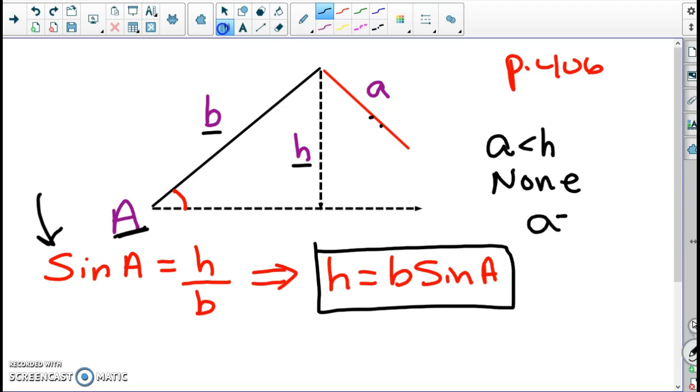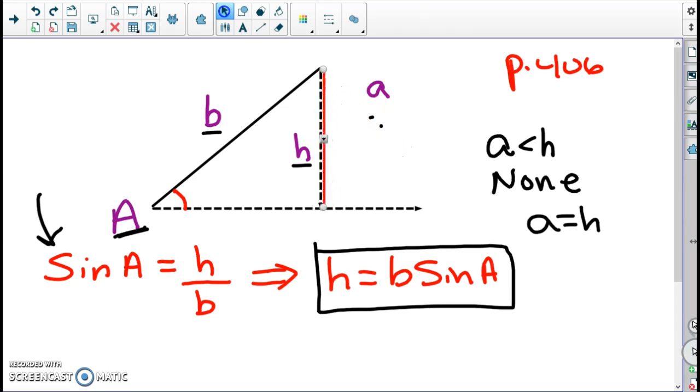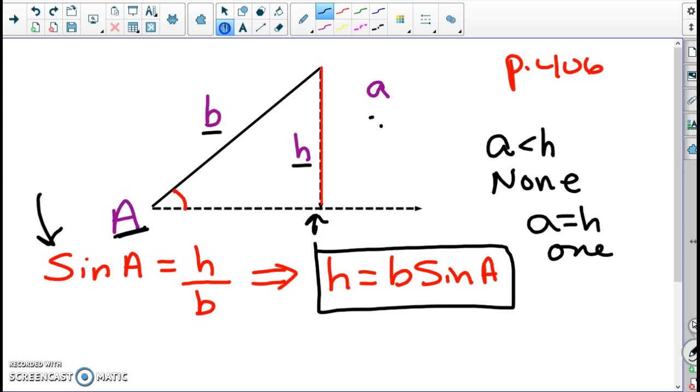What if A equals H? Well, we can see again, if A equals H, there's exactly one situation in which we have a triangle, and it happens to be a right triangle. So if I take that side and now swing it, we can see it's only going to touch at this exact point. So when A equals H, we know that we have one triangle that can be created.